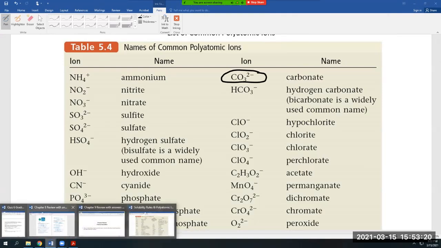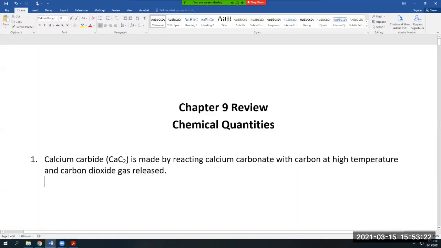So let's write the formulas for the two ions together. And so it's Ca2+, because it's in group 2A, and then the carbonate is CO3 2-. You can see from those 2+ and 2- that one of each ion will cancel the charges of the other. So that means the formula is going to be CaCO3.